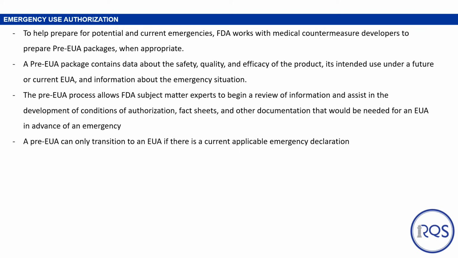The pre-EUA process allows the FDA scientific and technical subject matter experts to begin the review of information to assist in the development of conditions of authorization, fact sheets, and other documentation that would be needed for an EUA in advance of an emergency, and also helps to facilitate the complete EUA requests during a current emergency declaration. A pre-EUA can only transition into an EUA if there is a current applicable emergency declaration.